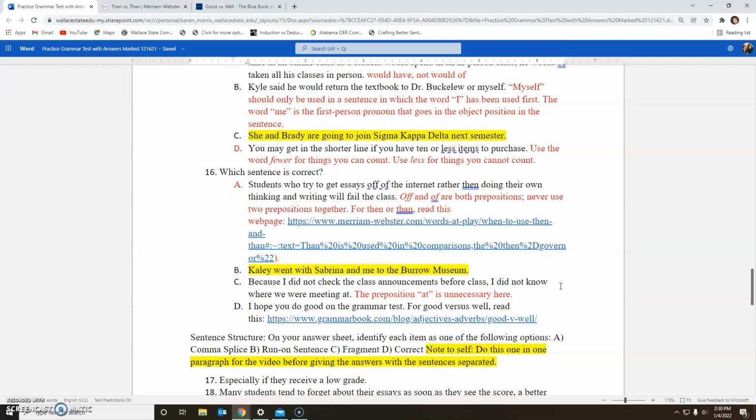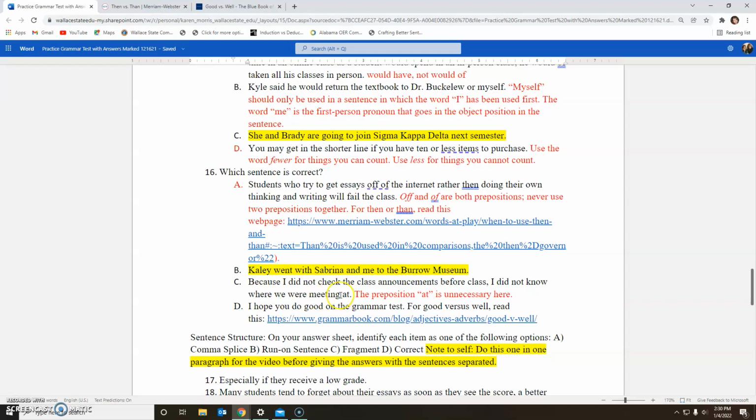Sentence C, because I did not check the class announcements before class, I did not know where we were meeting at. So a lot of people speak this way. I hear educators speaking this way, and I'm sure that in their writing they don't do that, but it's just a tendency we have, just sort of a habit of spoken language that we don't transfer to written language when we are in a formal setting like the classroom, in academics, or in business.